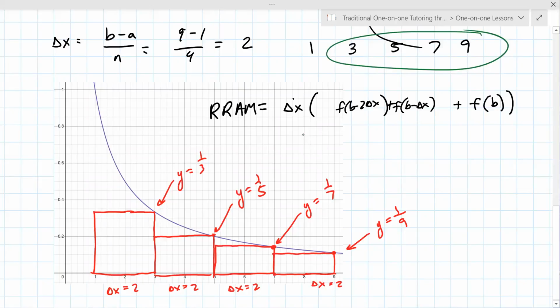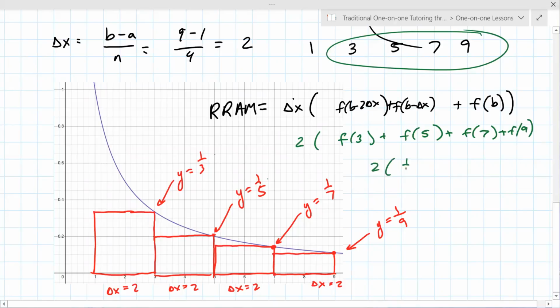So the problem here, we're going to use those. Our delta x is 2, and we're going to do f of 3 plus f of 5 plus f of 7 plus f of 9. And you can see that these are the values that we have along here. It's going to be 2 times 1/3 plus 1/5 plus 1/7 plus 1/9.